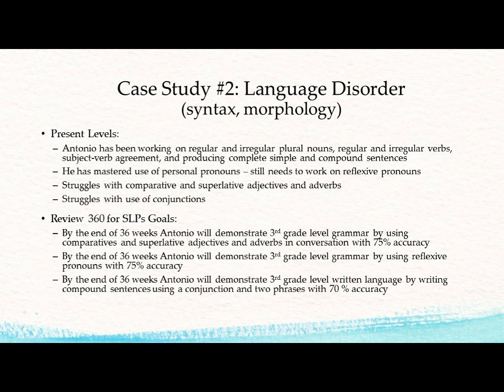So by the end of 36 weeks, Antonio will demonstrate third grade level grammar by using comparatives and superlative adjectives and adverbs in conversation with 75% accuracy, by using reflexive pronouns with 75% accuracy, and in the area of written language, he'll demonstrate third grade level written language by writing compound sentences using a conjunction and 2 phrases with 70% accuracy.